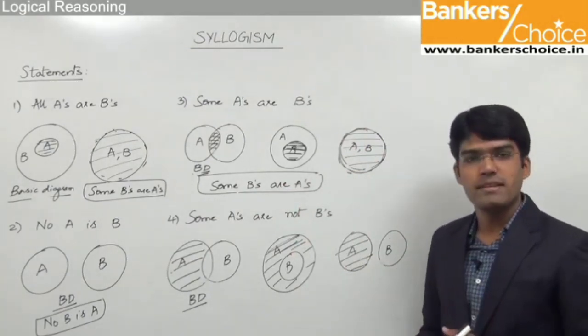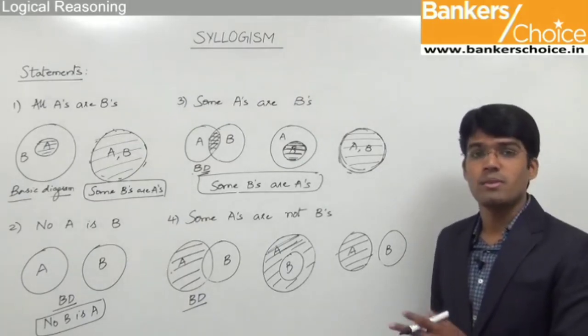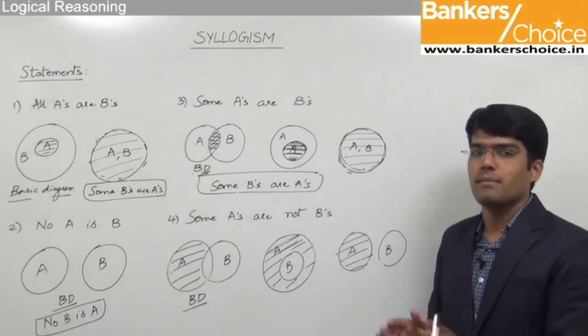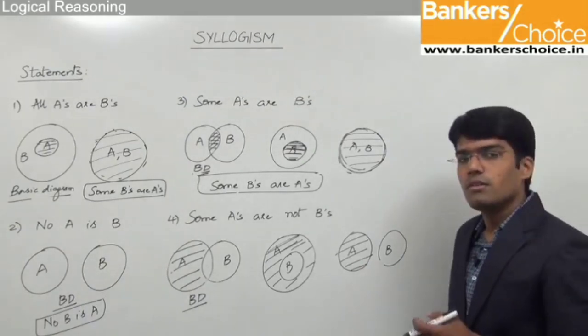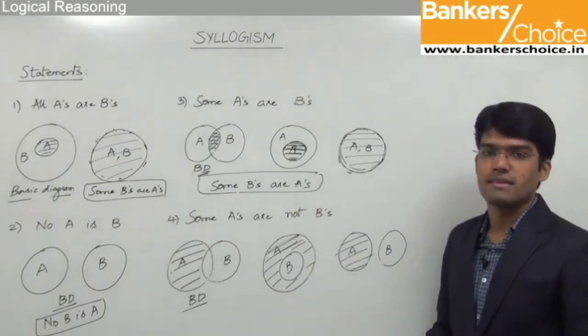So again, I would like to repeat the same point, that is, some can be referred to as all, and it can also be referred to as 1, because the minimum value for some should be 1 and the maximum value can be all. So the correct conclusion for the third statement is some B's are A's.